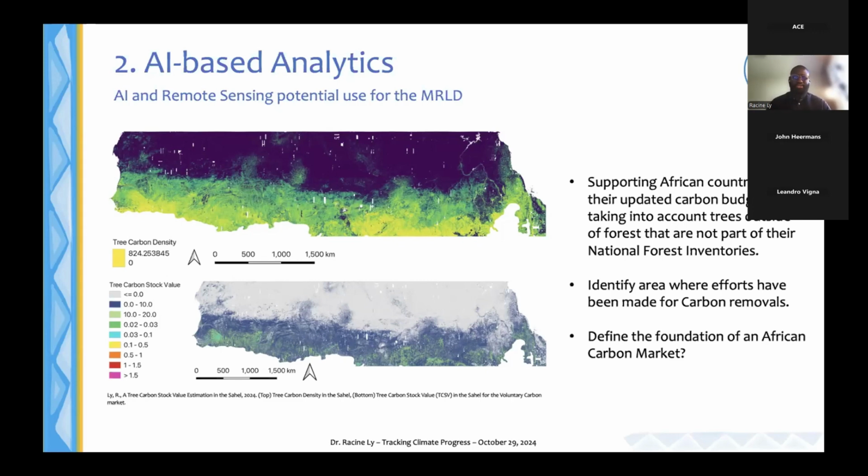The idea here is just to support even more the African countries to have a more realistic carbon budget when they report, not to have an over or underestimated carbon budget when reporting to the UNFCCC. And we hope that those innovations using AI will come and nurture the MRLD to have a more realistic figure. Therefore, decision making and some rearrangement could be done for the better good.